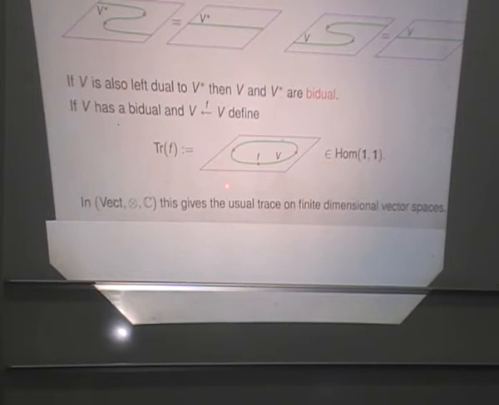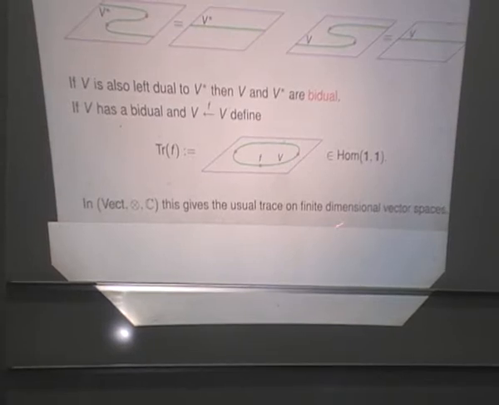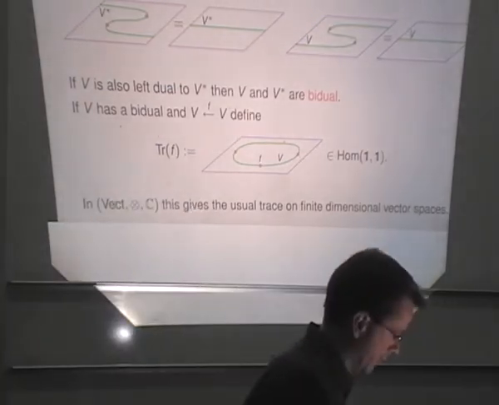So, although it doesn't look like it, if we work in vector spaces, then this gives us the usual notion of trace for an endomorphism. So just unpack that for a second. That's supposed to be a linear map from the unit object to the unit object. So that's a linear map from the complex numbers to the complex numbers, which is just a complex number. So associated to a linear map, we get a complex number, and that's just the usual trace. I add up the diagonal entries of the associated matrix. So you can actually figure that out. It's not particularly obvious.